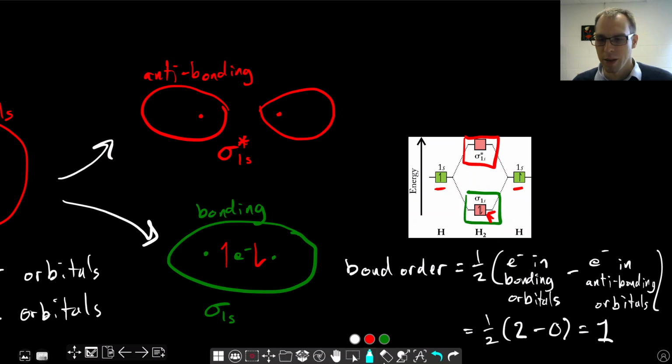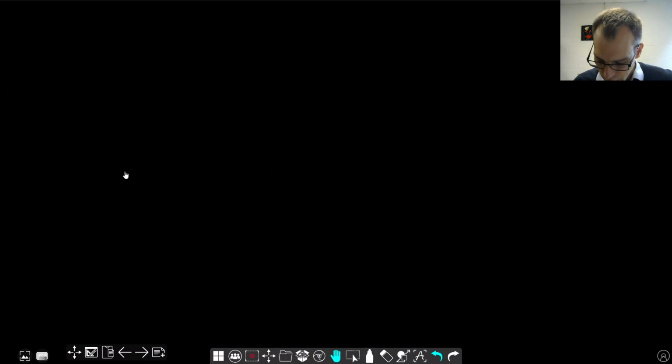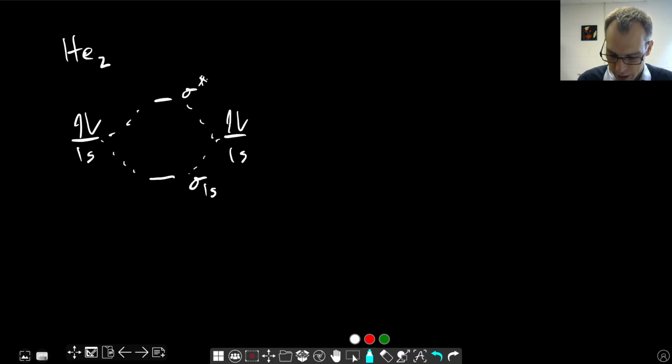What about helium? Helium, unlike hydrogen, does not exist as a diatomic molecule. It has the same orbitals to start with. So what if we try to make He2? We can draw the same diagram. We have our 1s electrons, and there are 2 of them for each helium atom. We form 1 lower energy orbital, our sigma 1s, and 1 higher energy orbital, our sigma star 1s. These look the same as the ones for hydrogen, so nothing really changes here.